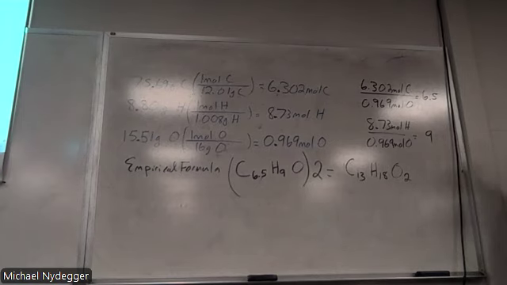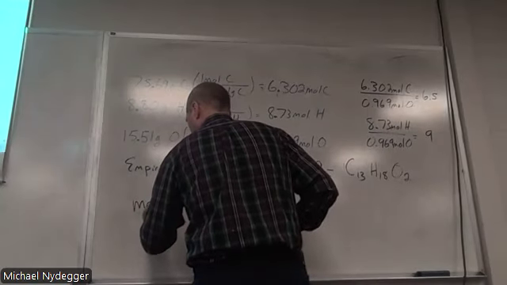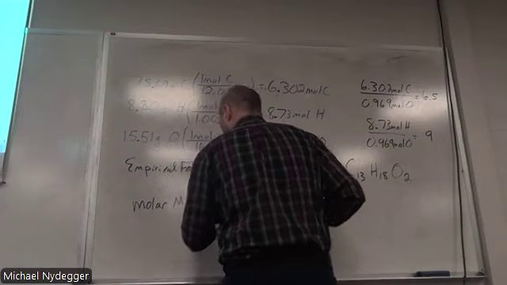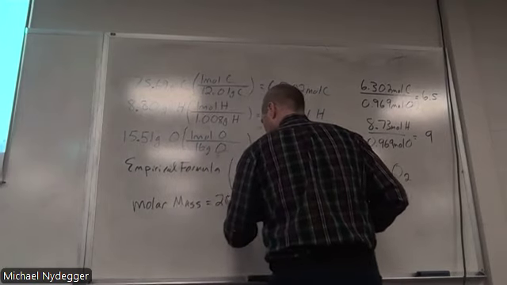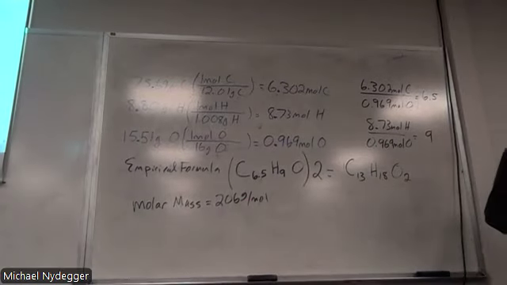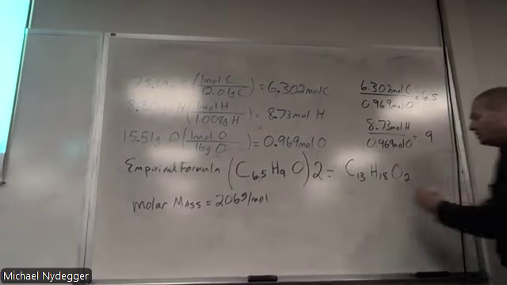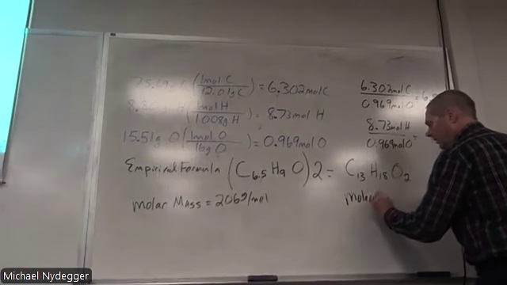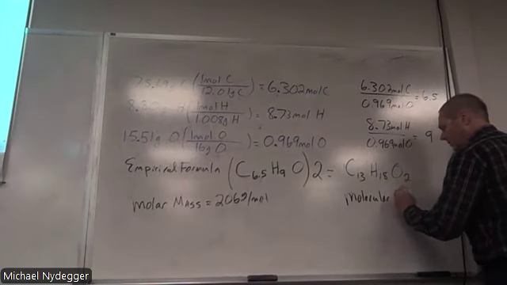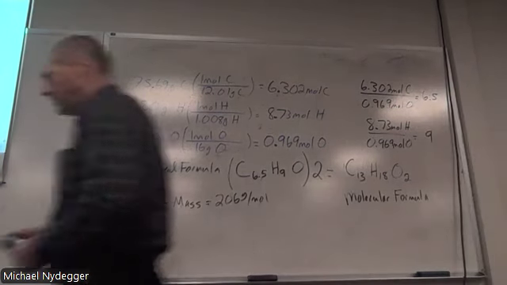Now, if you calculate the molecular weight of this, the molar mass of this is equal to 206 grams per mole. What was given to us in the problem? 206. So not only is this the empirical formula, it's also what? Molecular formula. That makes sense?